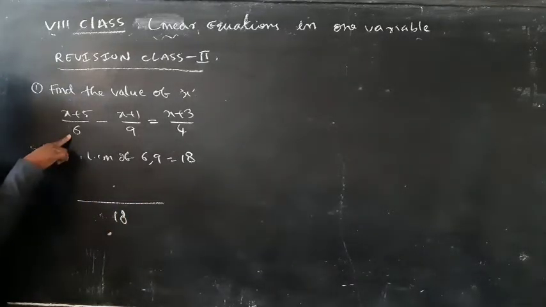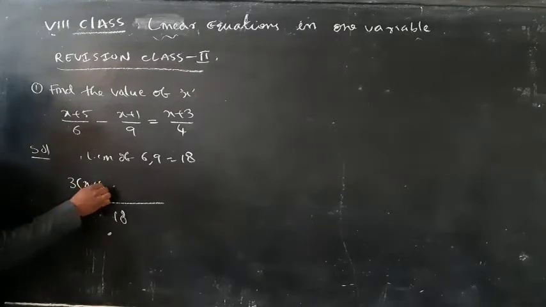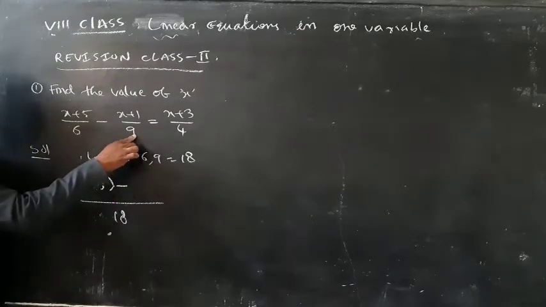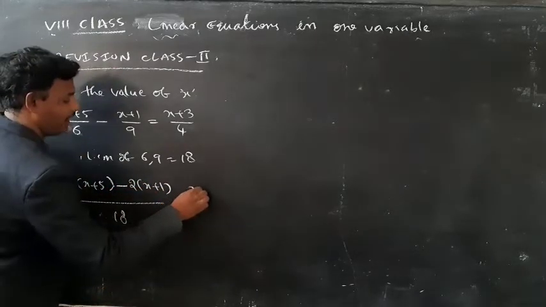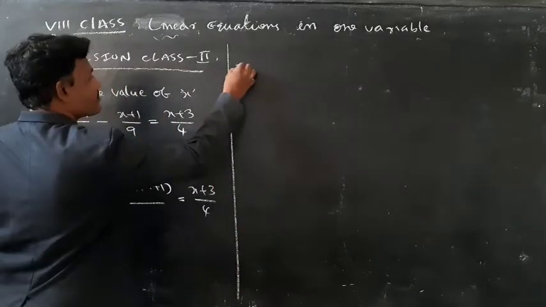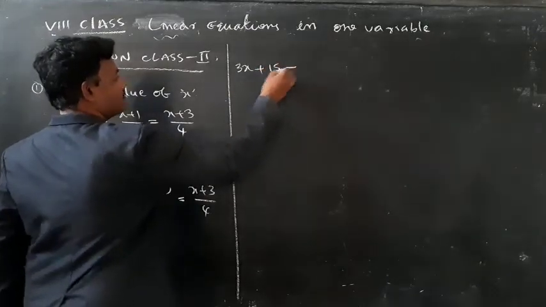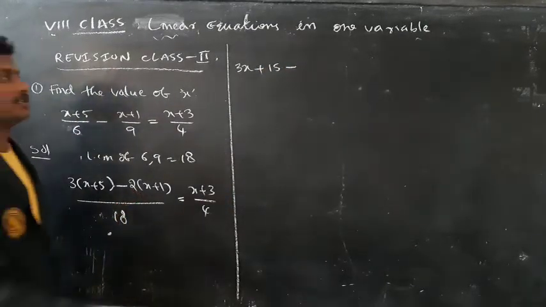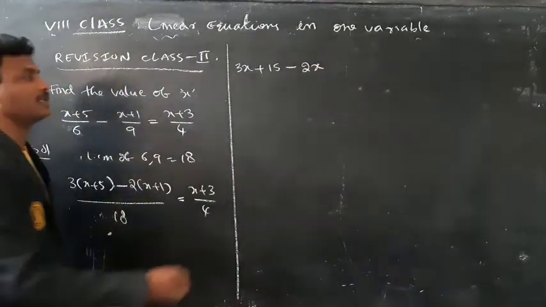In the 6 table, 6 1s are 6, 6 2s are 12, 6 3s are 18. So 18 is going 3 times. So it is 3 into (x plus 5) minus, in the 9 table it is going 2 times, so 2 into (x plus 1) is equal to (x plus 3) by 4. Now remove the brackets. 3 into x, 3x, plus 3 5s are 15, minus 2 into x, 2x, plus into minus, minus 2 1s are 2.